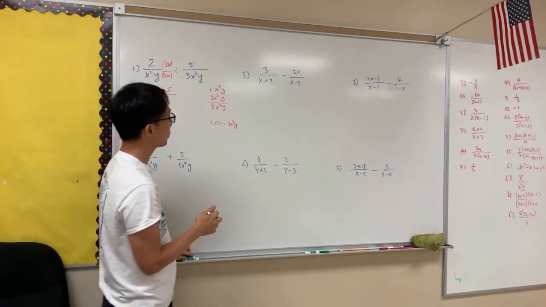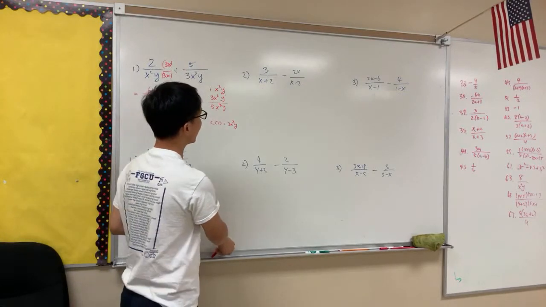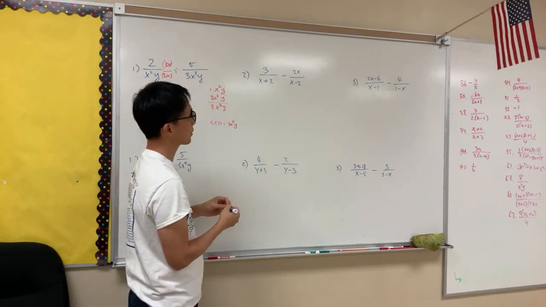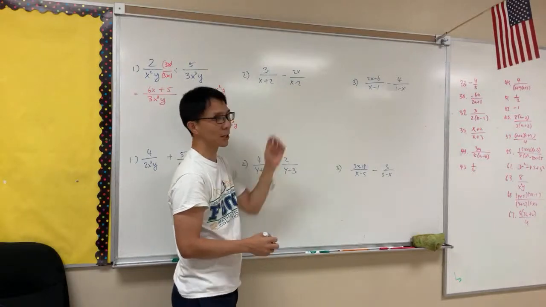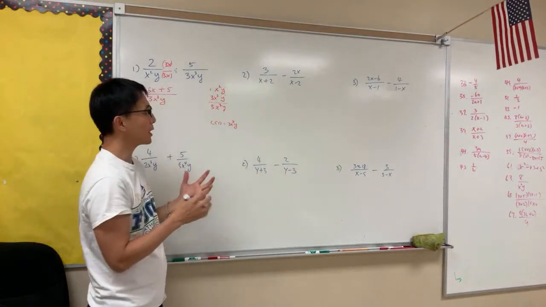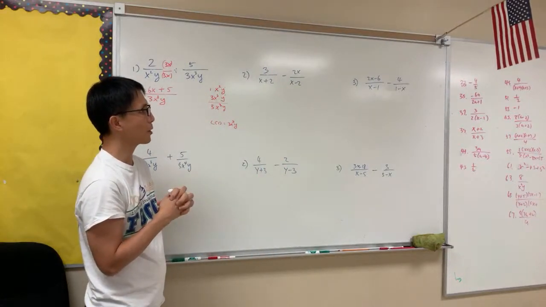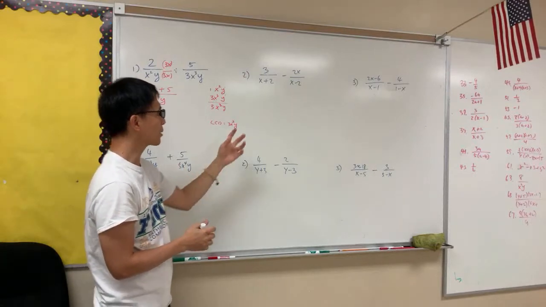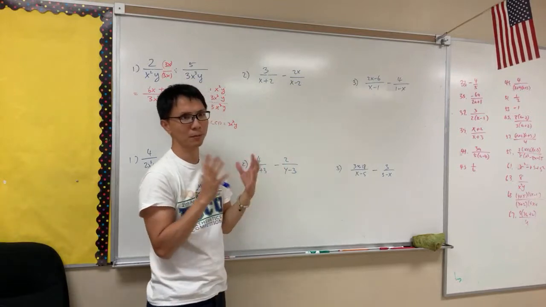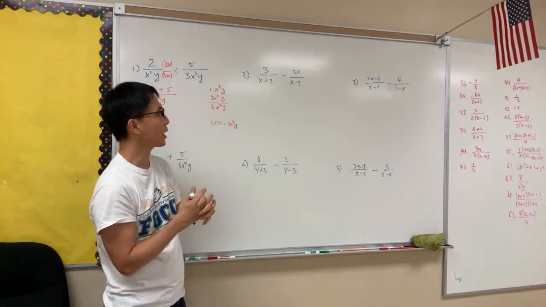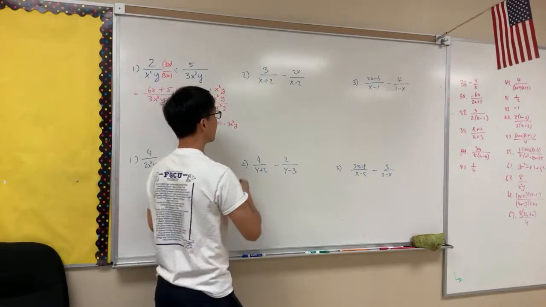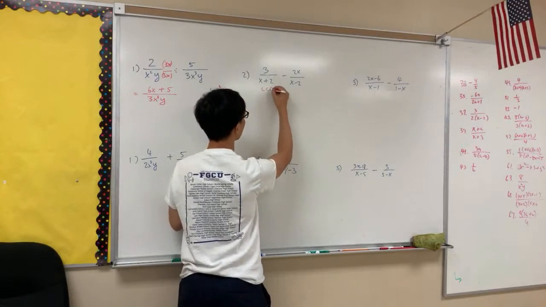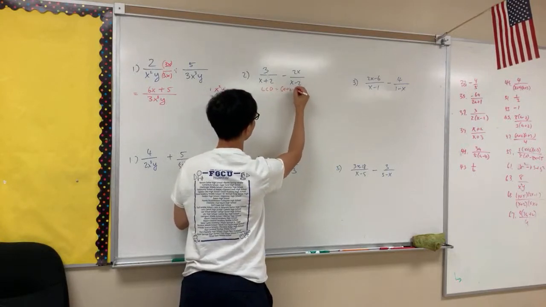This is another simple case, which is 3 over x plus 2 minus 2x over x minus 2. Those are the easiest ones of rational expressions. Students need to get it right away. Now they have to understand x plus 2 and x minus 2 are completely different. So in order to find the LCD in this case, the LCD is equal to x plus 2 and x minus 2.